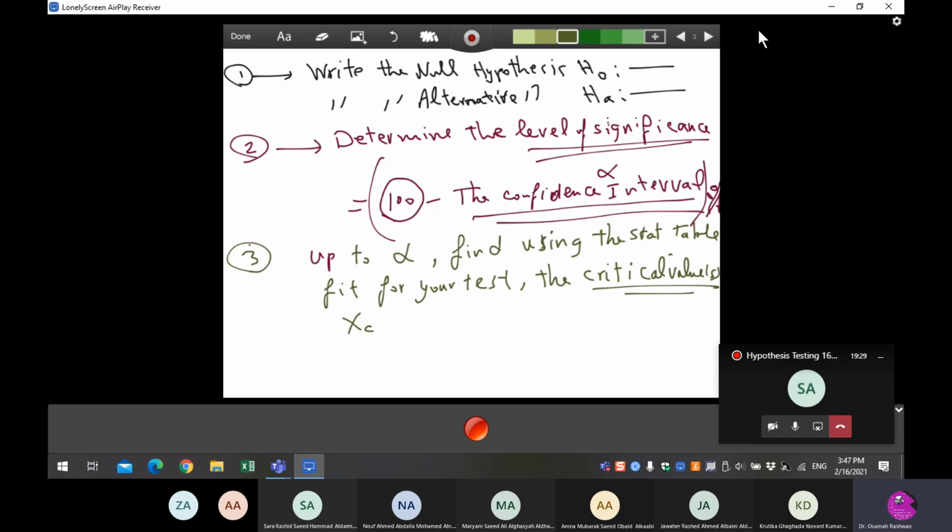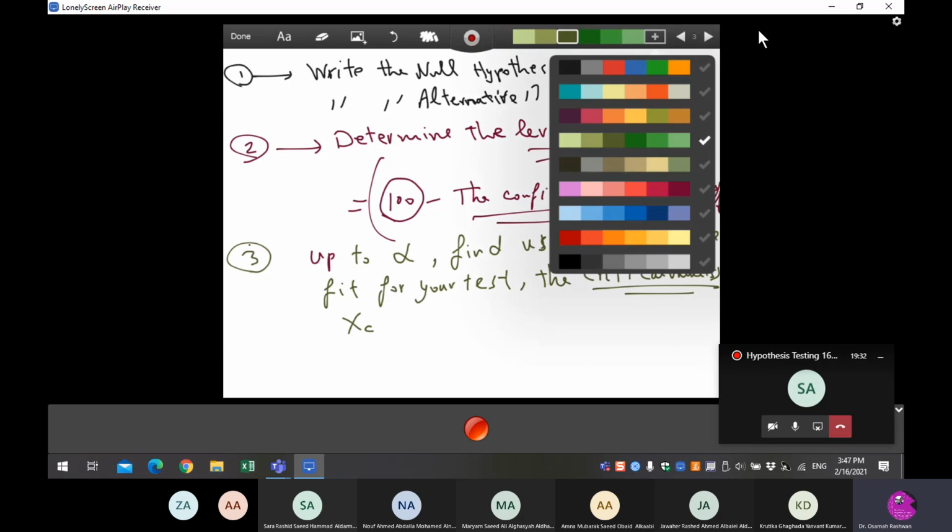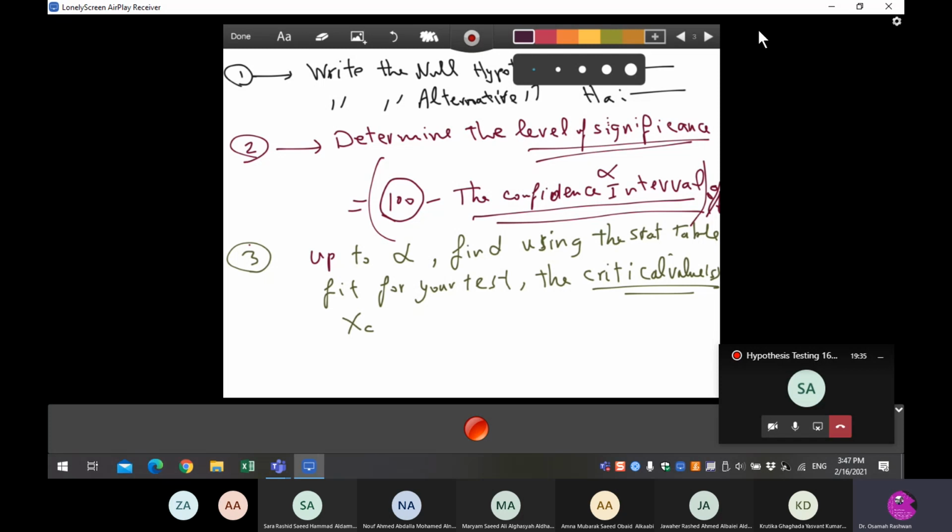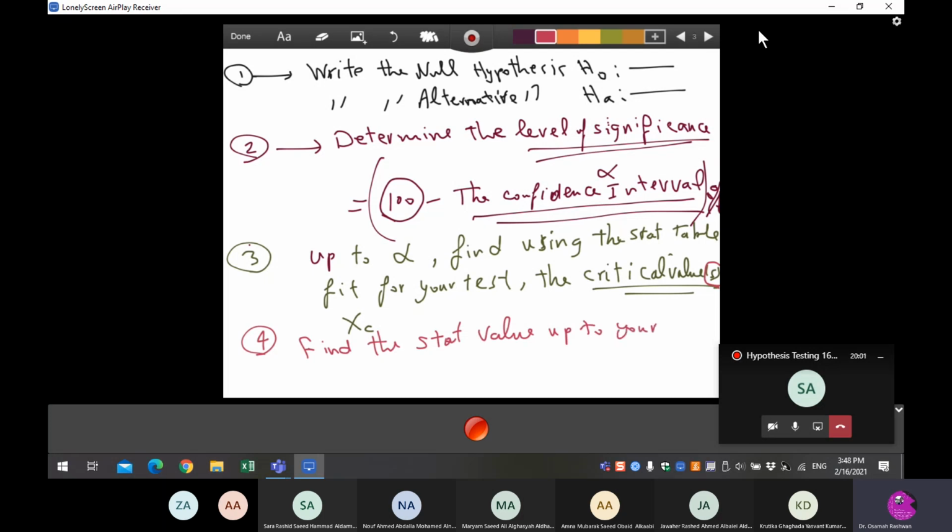Once you have the critical value, the next step you go for the stat value. Find the stat value. The statistic value is only 1, but the critical value could be 1 and could be 2, right? So the stat value is found according to your test formula.